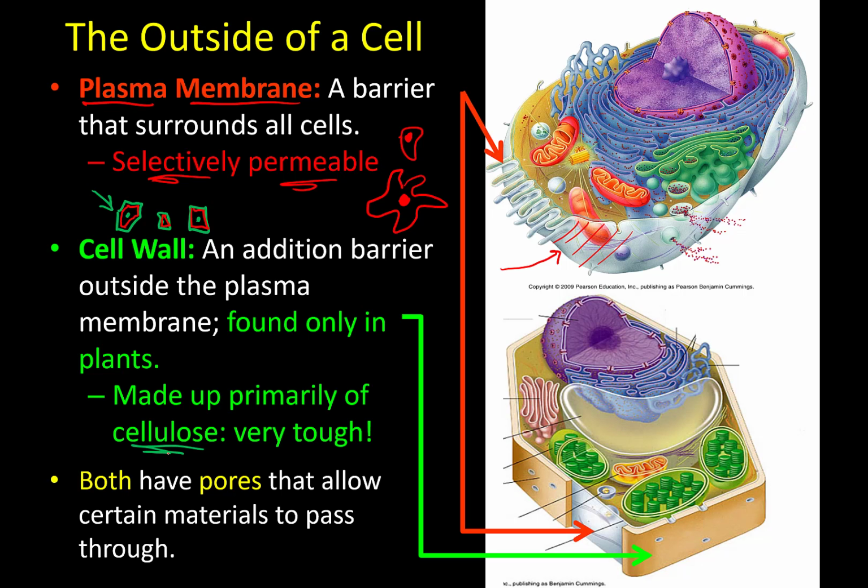Now, both plasma membranes and cell walls have little holes in them called pores, and those pores allow certain materials to pass through. The pores can be opened or closed, depending on what the membrane or the wall is currently allowing to pass into or out of the cell.